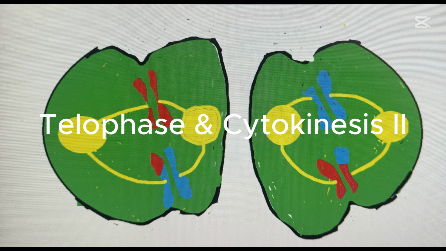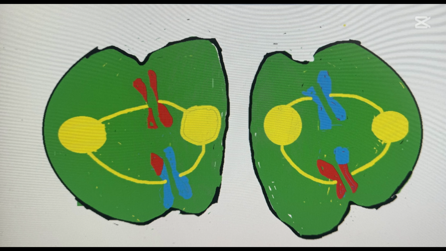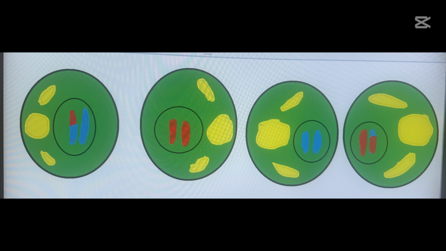Okay, now, the last and final stage of meiosis is telophase 2, and in this phase, the chromosomes reach the poles of the cell, the nuclear membrane reforms around each set of chromosomes, and the chromosomes then decondense, resulting in the formation of 4 distinct haploid daughter cells, with half the number of chromosomes as the original parent cell.